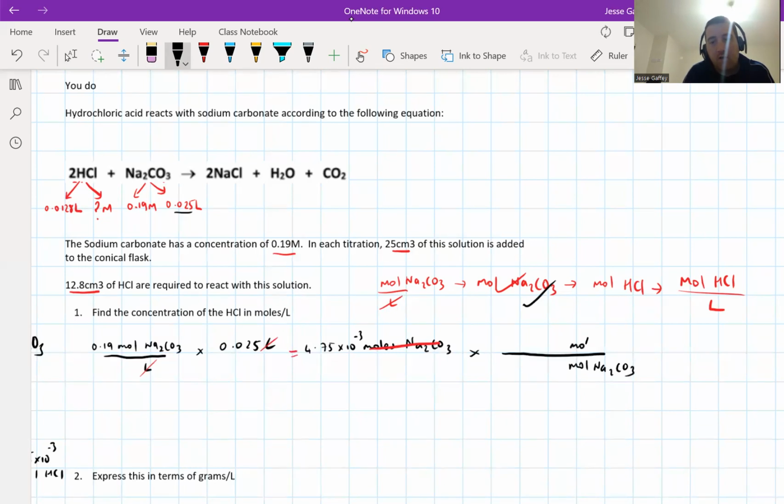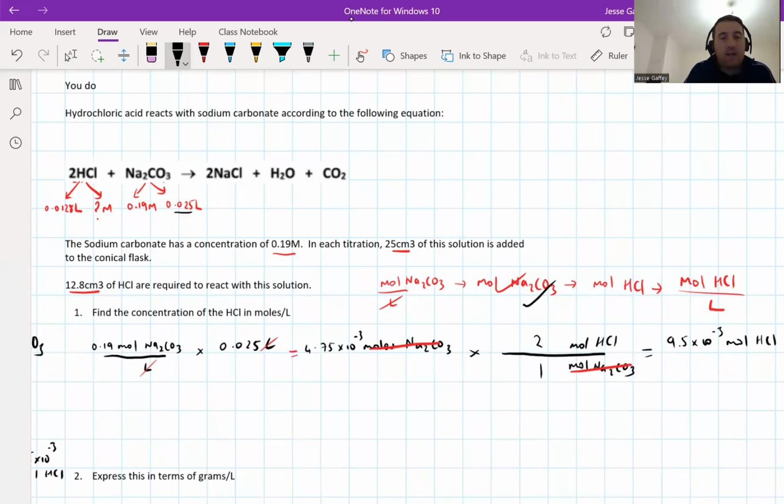And I'm going to put moles of HCl on the top. And of course, I know I've already cancelled those. So from my balanced equation, what do I know? I know there's 2 moles of HCl for 1 mole of Na2CO3. So when I do this now, I'm going to get my answer in moles of HCl. So this is 9.5 by 10 to the minus 3, and that's moles of HCl.